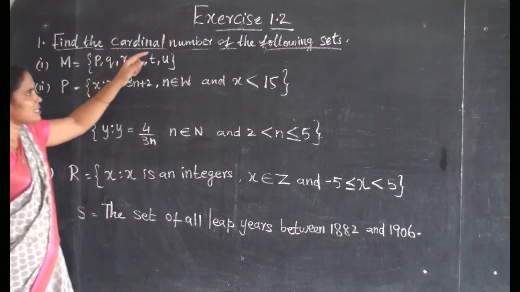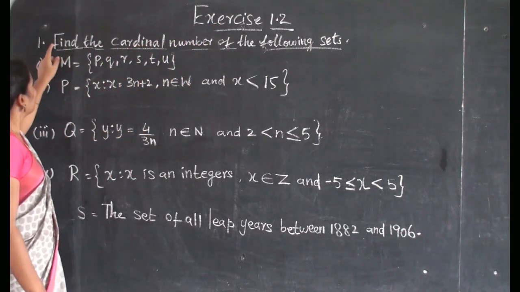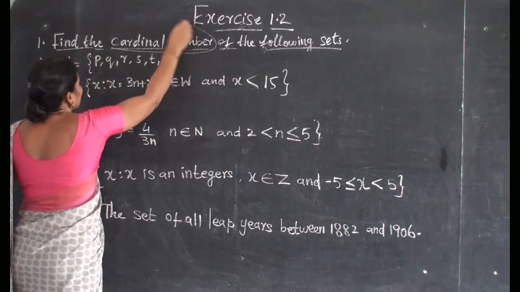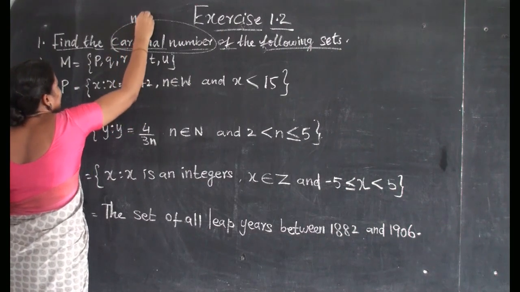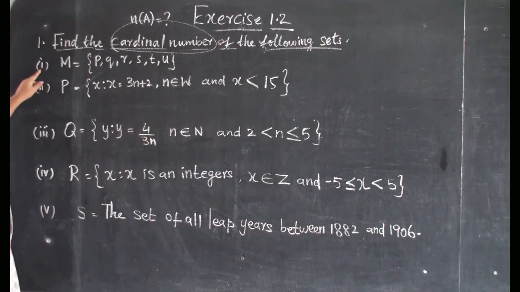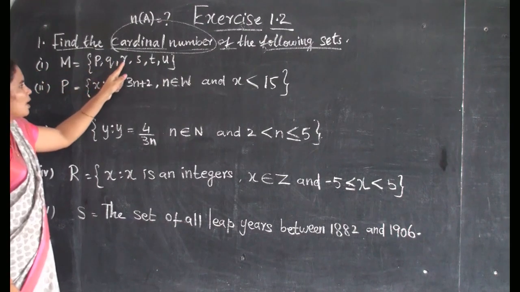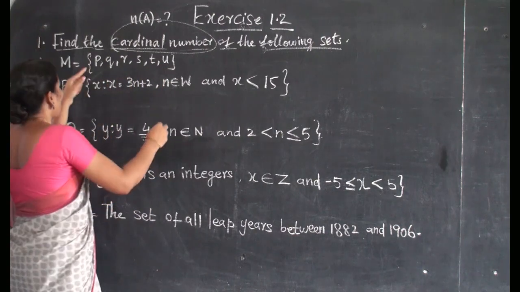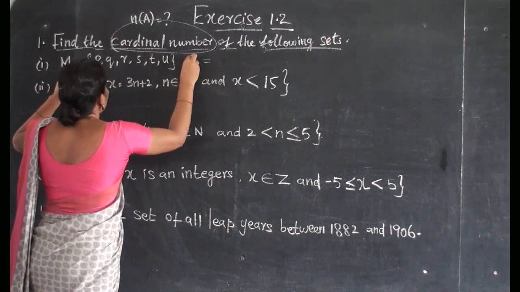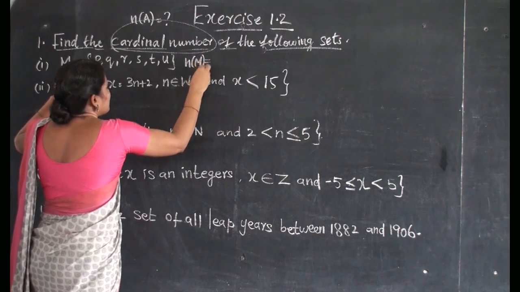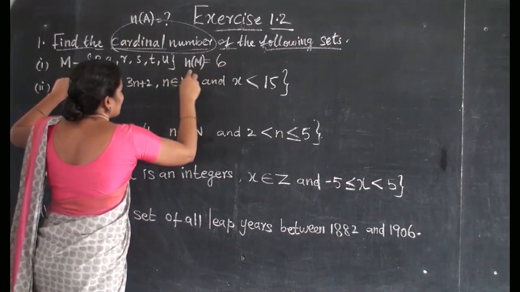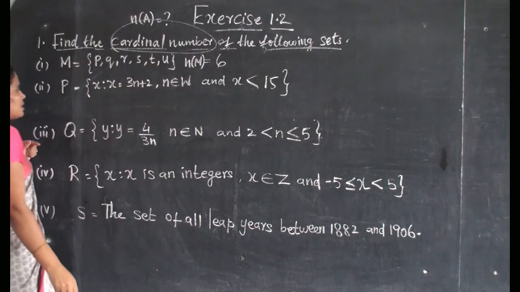Now let us move on to exercise 1.2. Find the cardinality number of the following sets. What is the cardinality of a set? The number of elements present in A. Here, the first question: M = {p, q, r, s, t, u}. How many elements are present? Here we have n(M) = 1, 2, 3, 4, 5 and 6. The cardinality of M is 6.